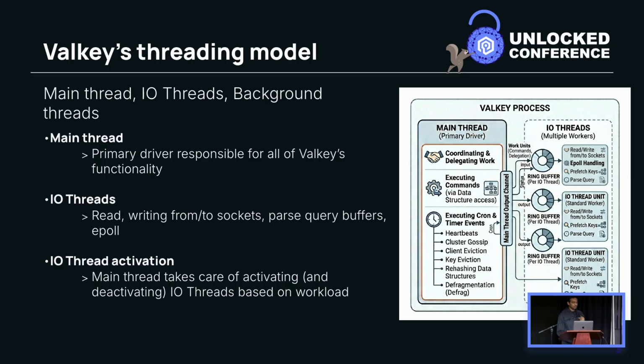The main thread is also responsible for delegating work to the IO threads, and for determining how many IO threads should be activated. Similarly, the main thread does periodic things like rehashing the hash map data structure, running defragmentation, evicting clients which are over the memory, or evicting keys which have expired, right? So the main thread alone is sufficient to keep the Valkey process functional.